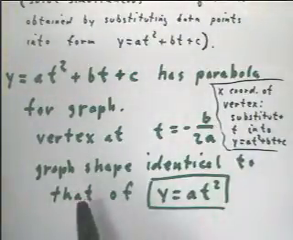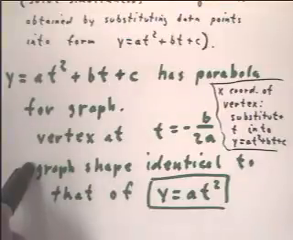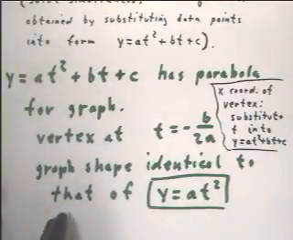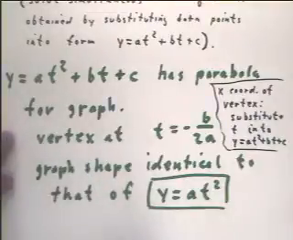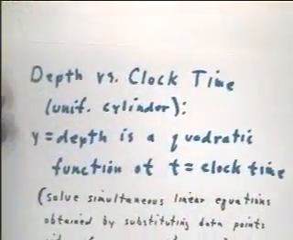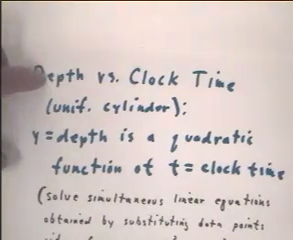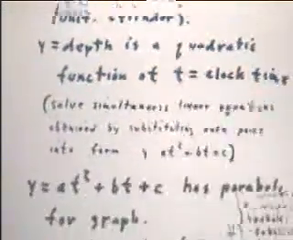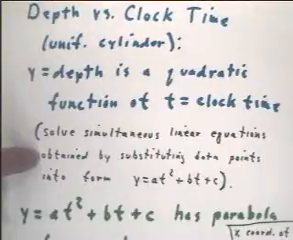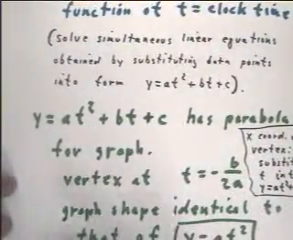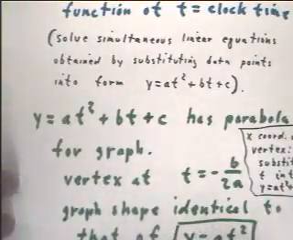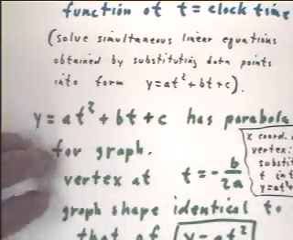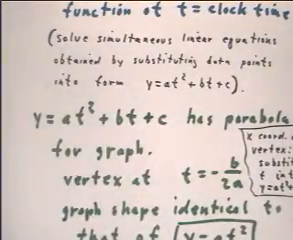Now, of course, all this will be gone over in a lot of detail later on the disk. This is just an overview, an introduction of what you're going to learn. So you're going to learn this about quadratic functions. One, you can obtain one from a depth versus clock time from a flow from a cylinder by solving simultaneous equations. You're going to see that you have a parabolic graph where you can find the vertex and the shape of the graph, and we'll see in a minute more specifically exactly what all that means.